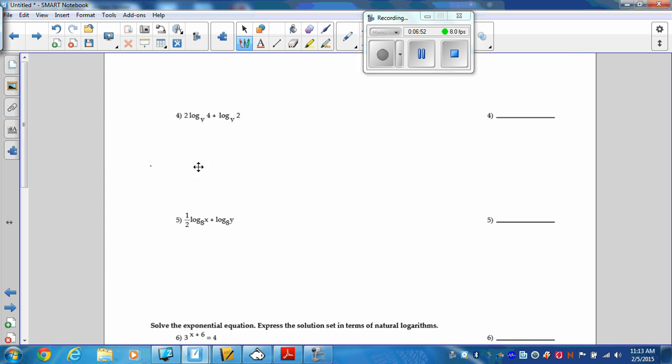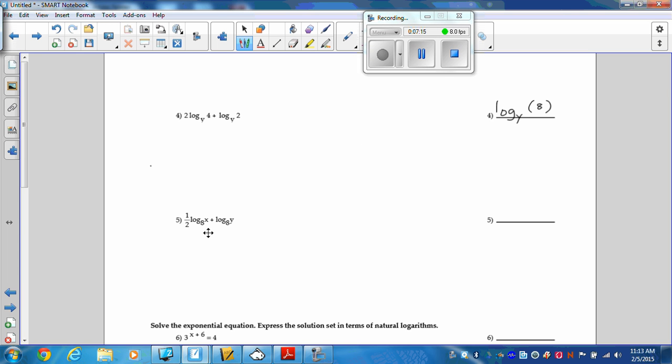So on to question number 4. We're supposed to condense this. So this one will be log base y of 4 times 2, and 4 times 2 is 8. And so we're going to go ahead and multiply those two numbers together since they're numeric.